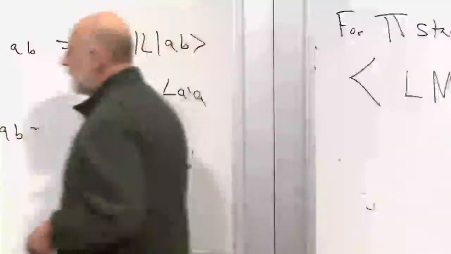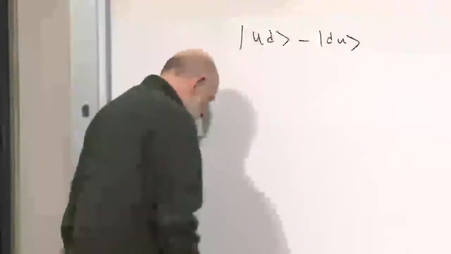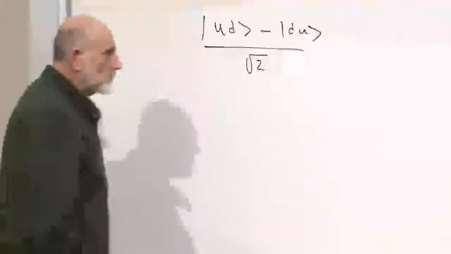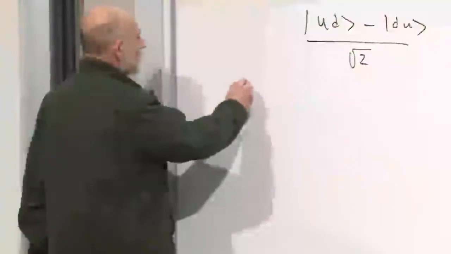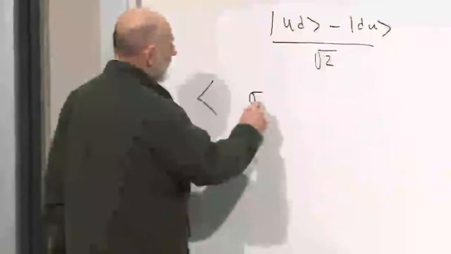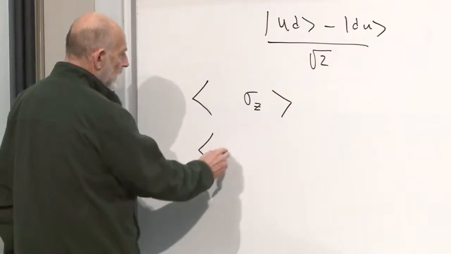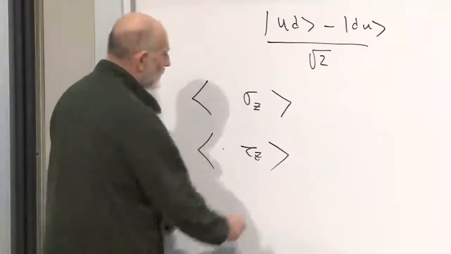I think we did an example last time. We took what I called the singlet state, which was up, down, minus down, up, over the square root of 2. This is psi, and this is not a product state. And in this state, we took the expectation value of Bob's variable sigma z. We took the expectation value of Alice's variable, which I think was tau z. Do you remember what these were?